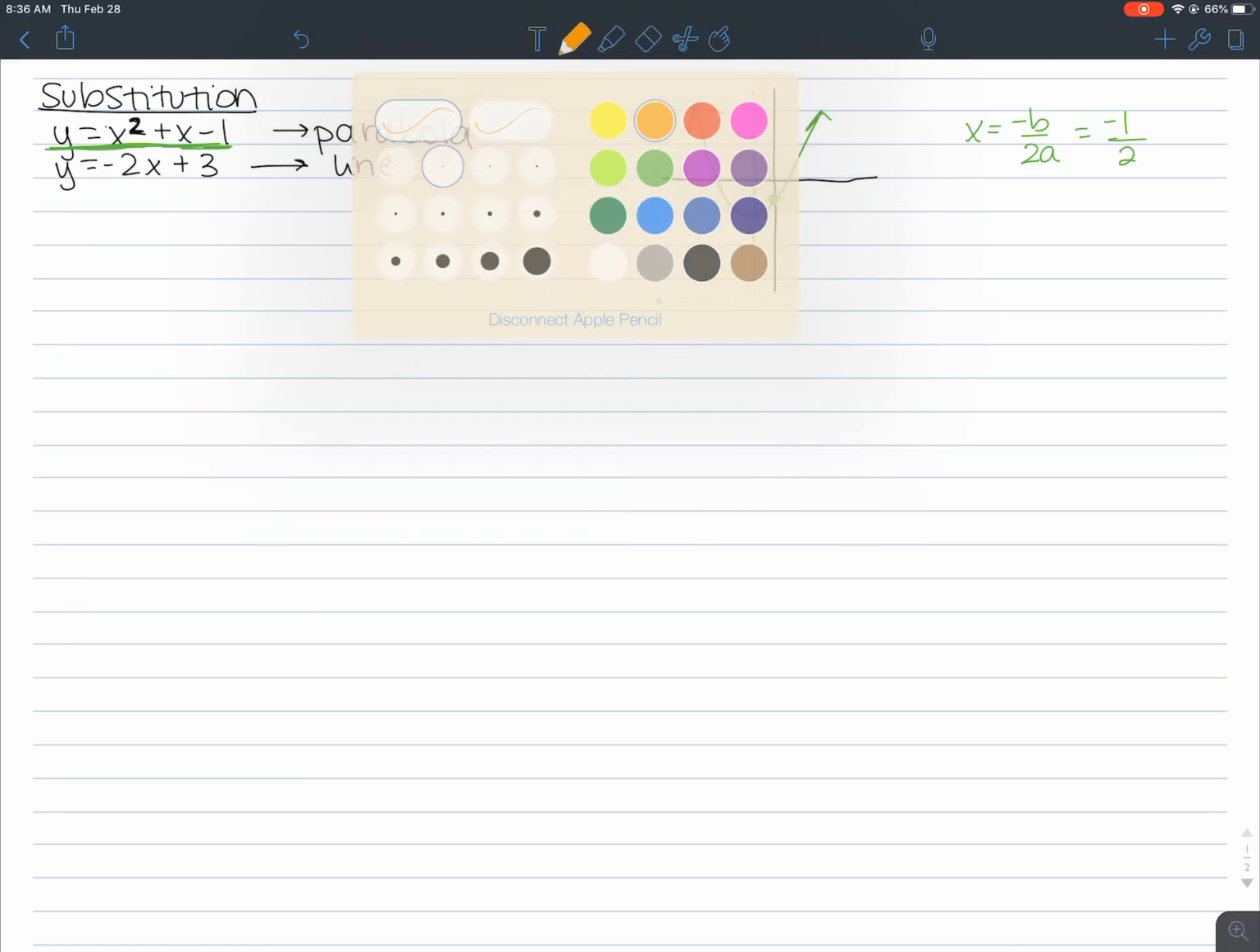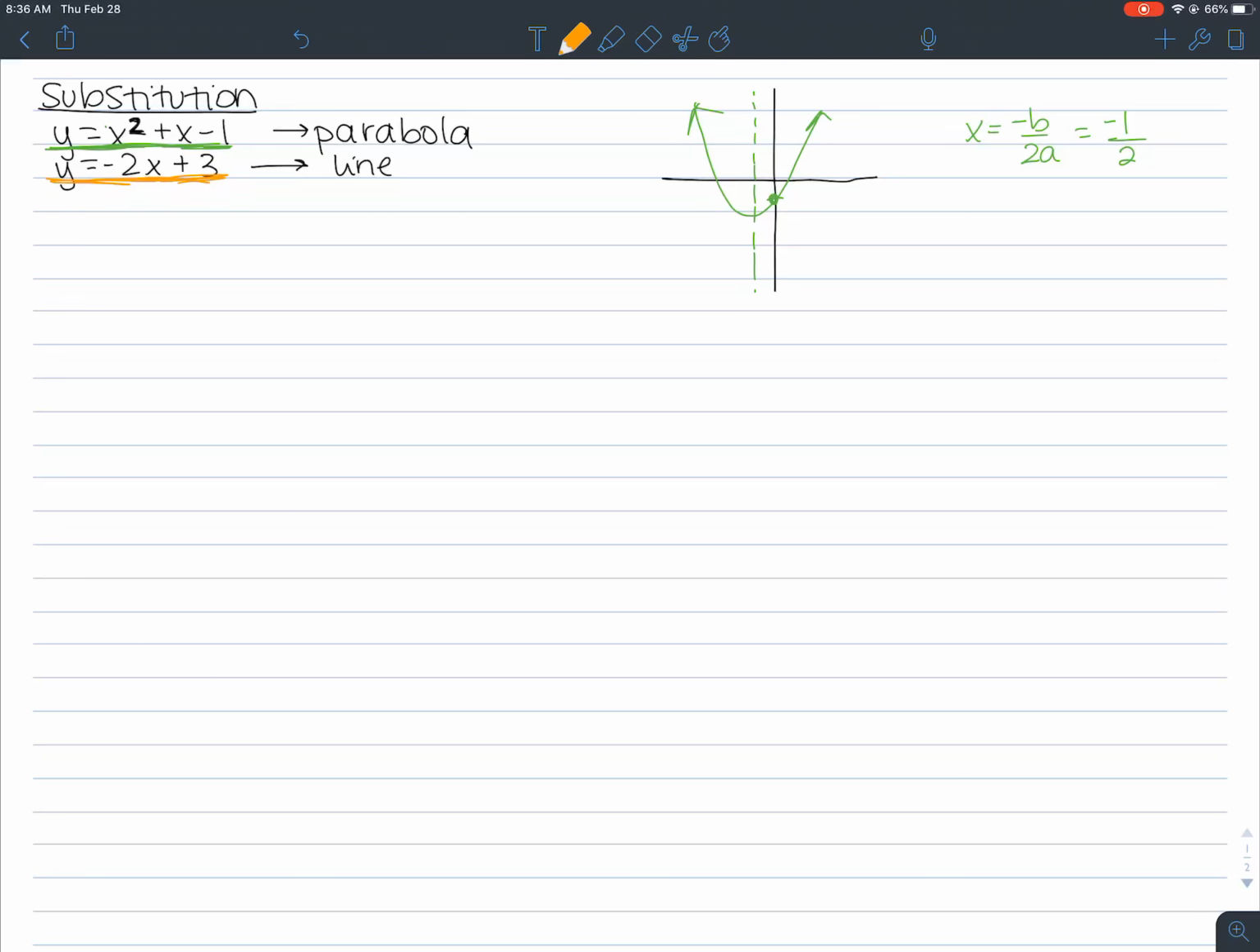And then my line has a y-intercept of positive 3 and a negative slope, so it's going down like that. So we can see 1 point of intersection very clearly, and if the graphs kept going, then we would be able to see both points of intersection. So we are going to end up with 2 points of intersection here. In order to solve using substitution, I'm going to plug this in for y because that's what y also equals. So we have negative 2x plus 3 equals x squared plus x minus 1.